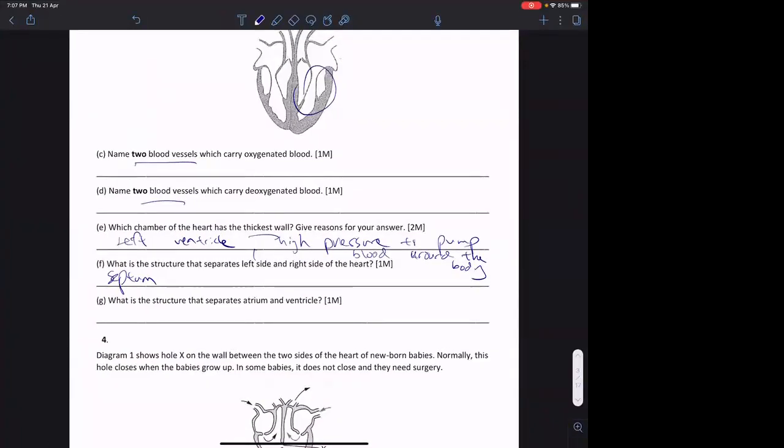What is the structure that separates atrium and ventricle? That would be your tricuspid and your bicuspid valve, which are these two here.